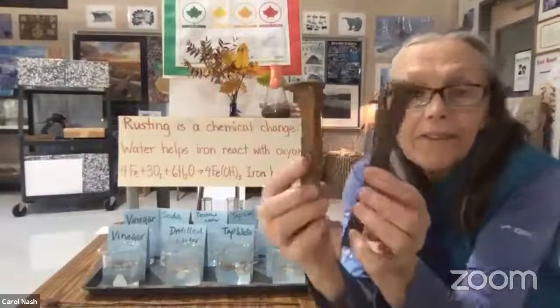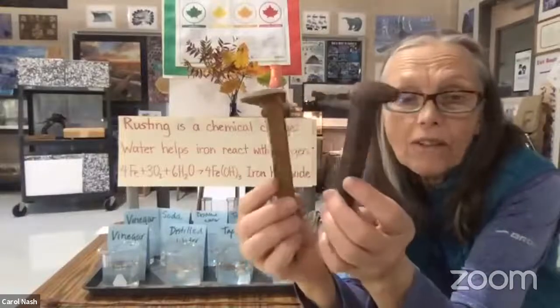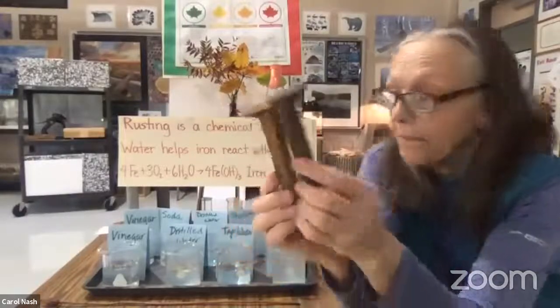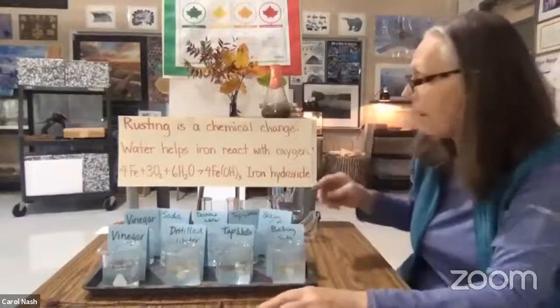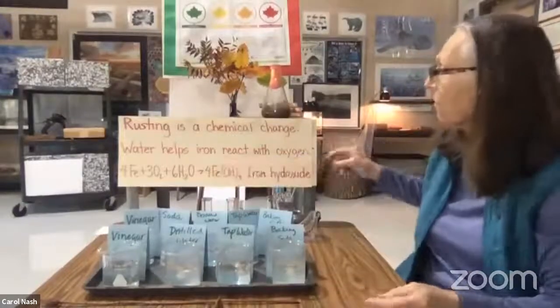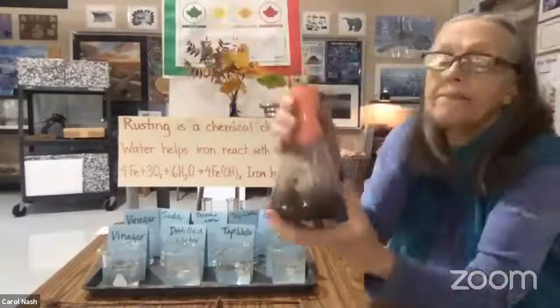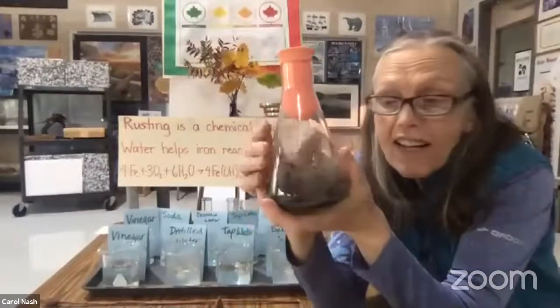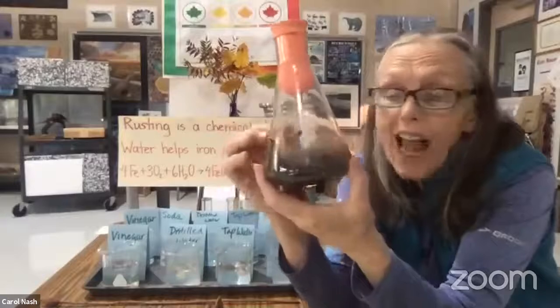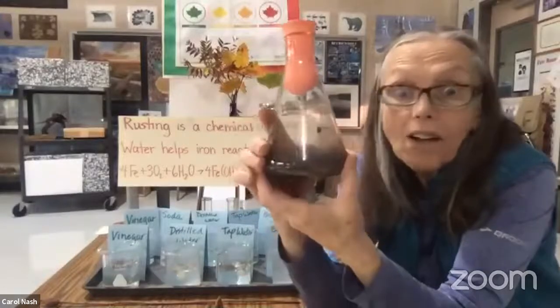So you can see my two railroad spikes, one not very rusted, one pretty rusted. So what's happening? The water is reacting with the iron, and oxygen in the air is becoming attached down here. It's no longer a gas.